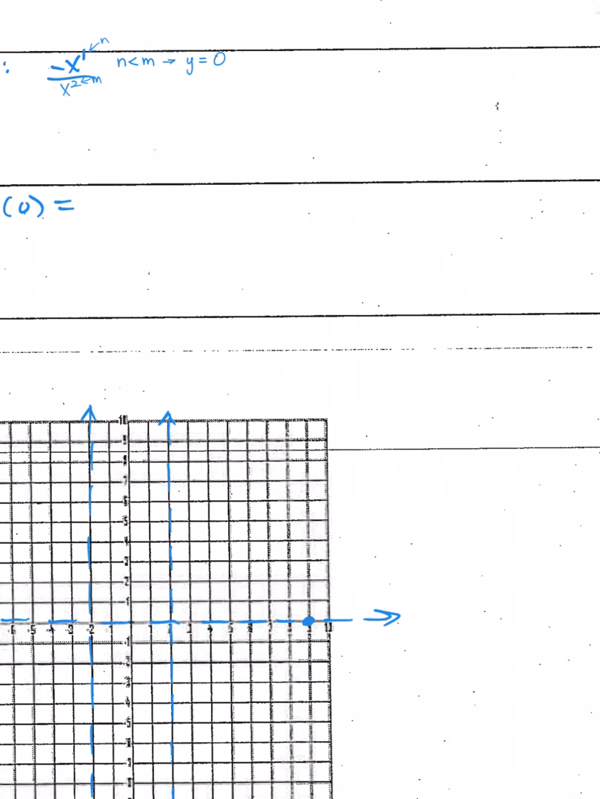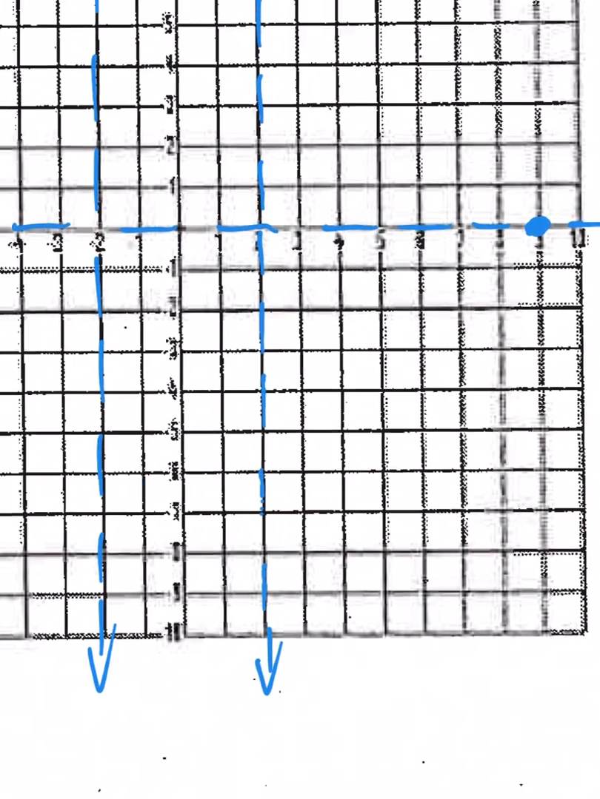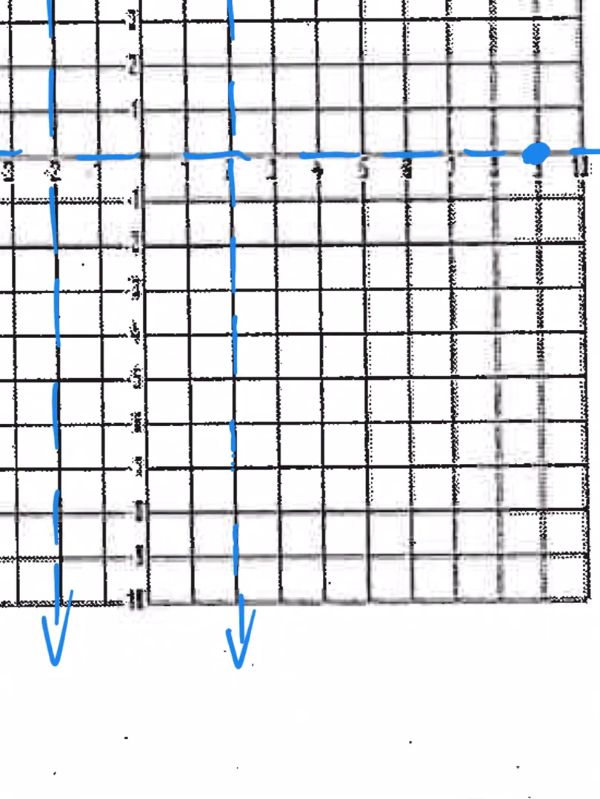So 9 over negative 4. So negative 9/4, which is what point? Negative 2.25. So my y-intercept is at negative 2.25, isn't it? And yes, you can put negative 2.25 on a graph. Negative 2.25 right here. Holy smokes. This is bizarre, isn't it?